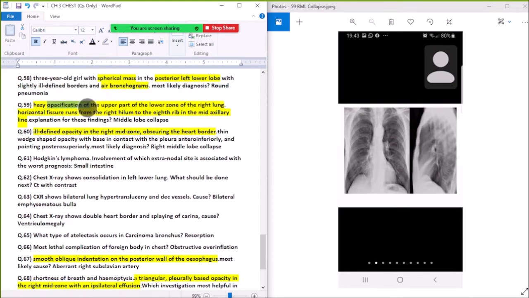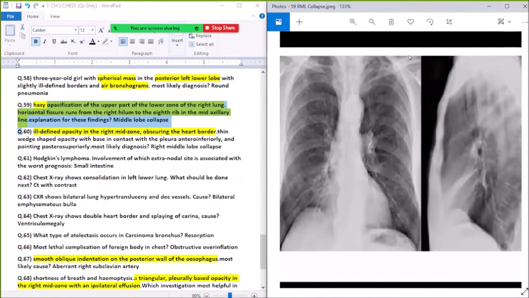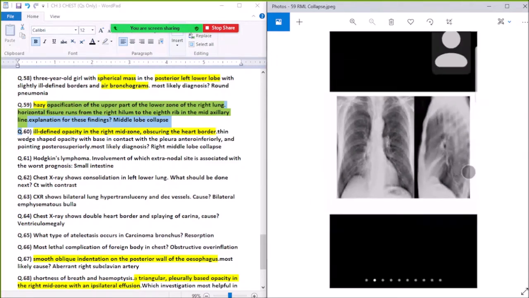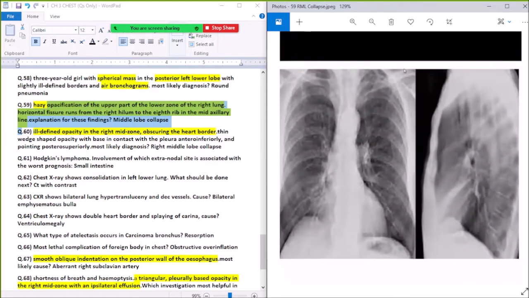59. An opacity at the upper part of the lower zone of the right lung, with a horizontal line running from the right hilum to the 8th rib at the mid-axillary line. Diagnosis: middle lobe collapse.